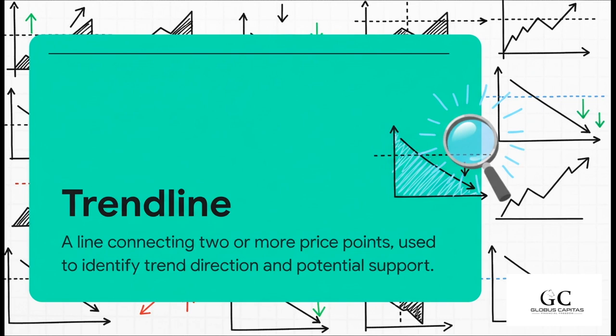Okay, so what is a trend line really? Well, think of it like a game of connect the dots for the market. You're just drawing a line between two or more significant price points. And by doing that, we can start to see the bigger picture, the direction the market is heading and where it might hit a wall or maybe find a safety net.